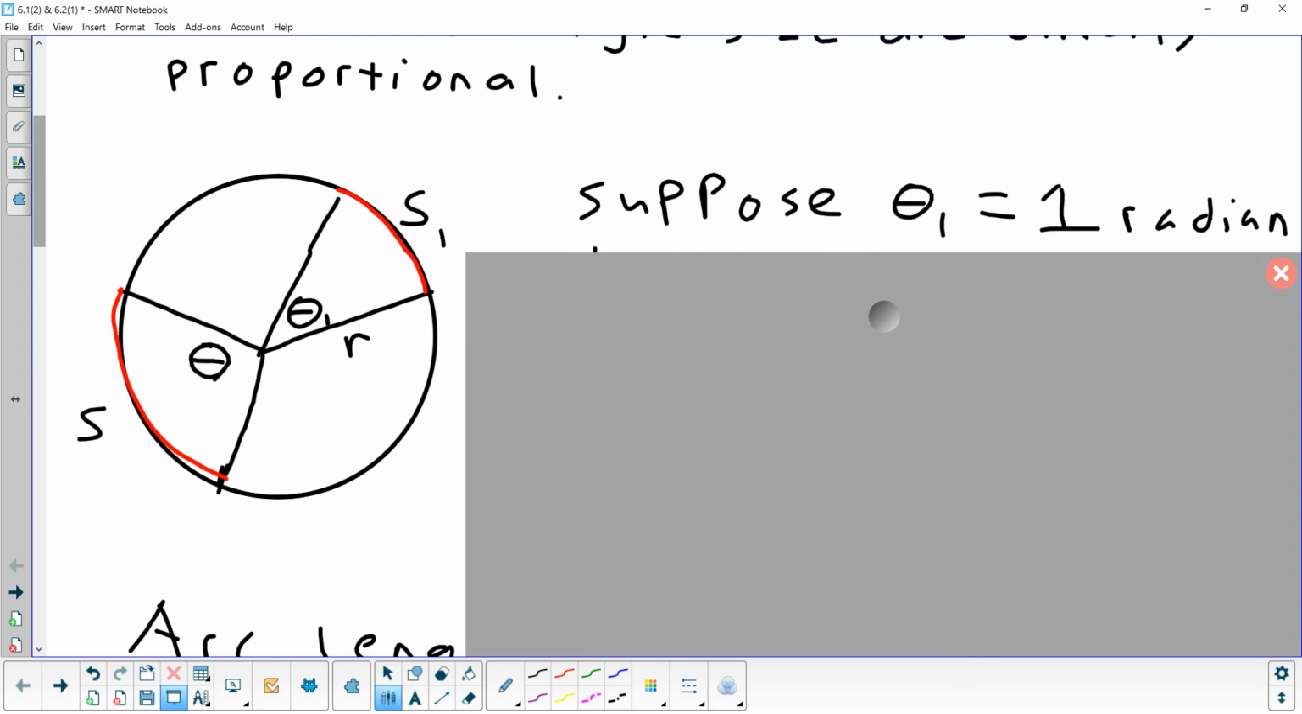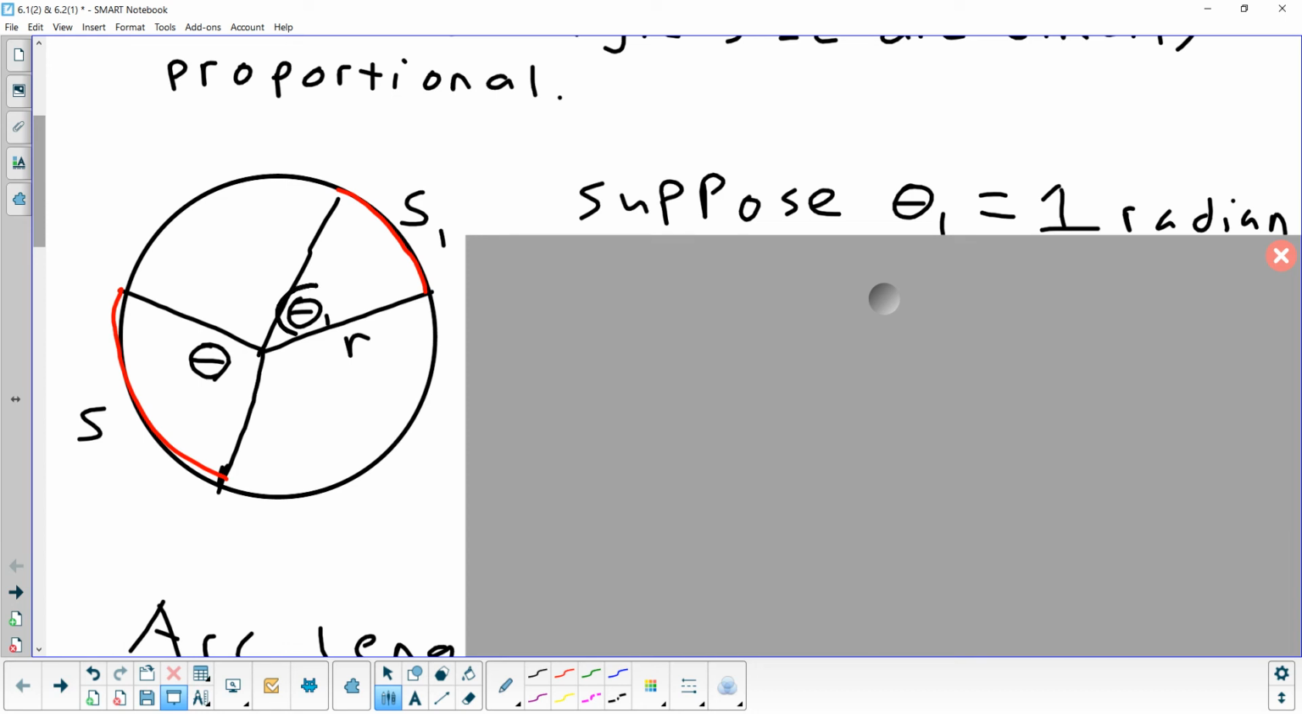And I'm going to give you a hint. Let's suppose that theta 1 was 1 radian. Just like supposing, let's work with 12 inches. Now you tell me what 12 inches is, and you would say it's a foot. Well, let's suppose theta 1 was 1 radian.